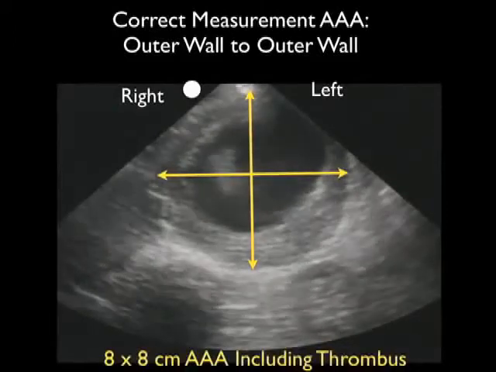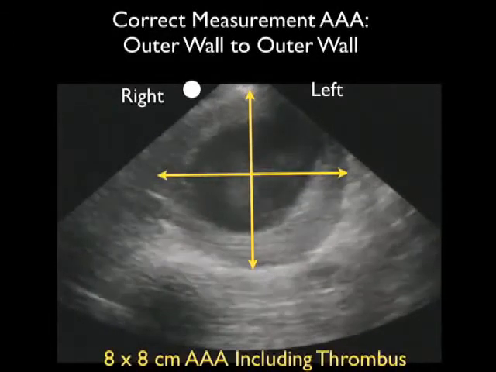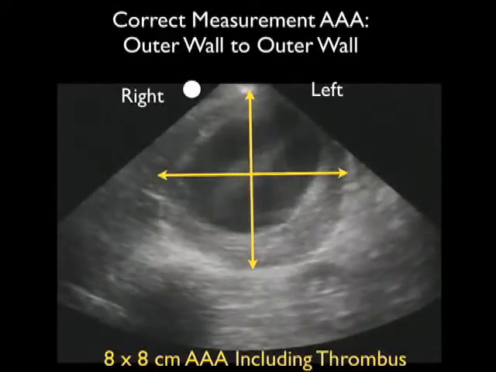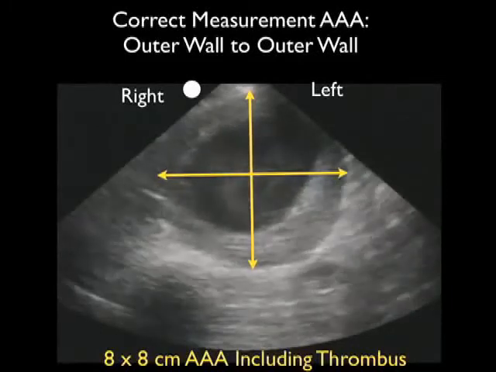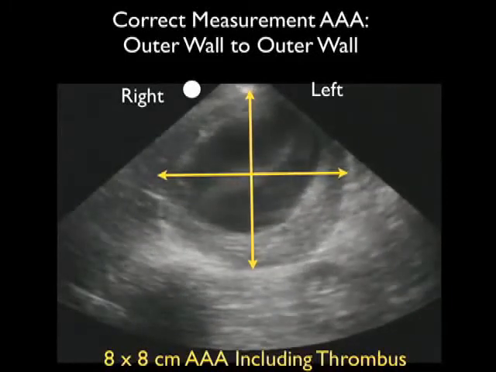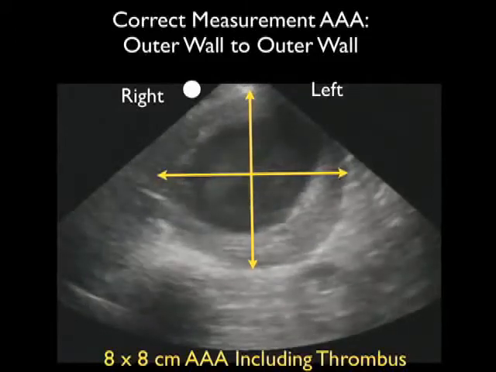Here's the correct dimensions of the abdominal aortic aneurysm, and notice here that we're measuring anterior, posterior, and laterally, including the thrombus that coats the outer walls of this abdominal aortic aneurysm, in addition to the true lumen, and we get an outstanding number of 8 by 8 centimeters on this AAA.